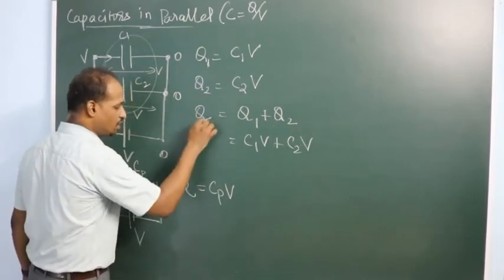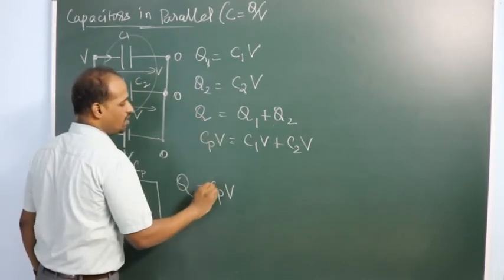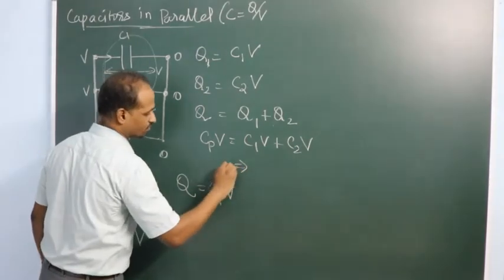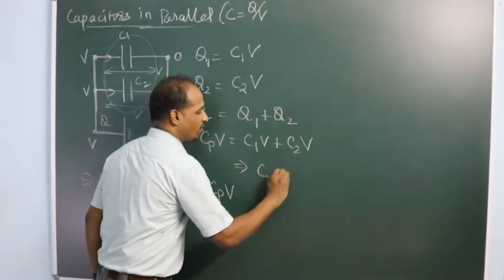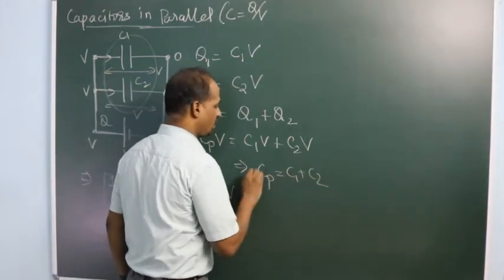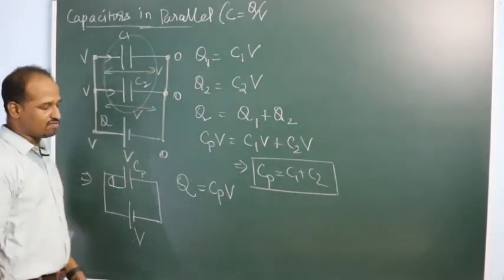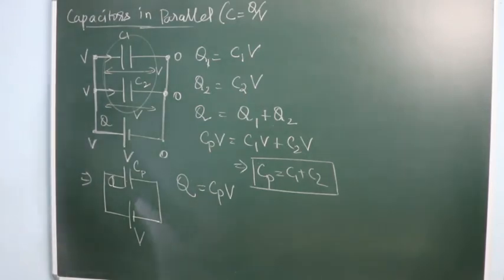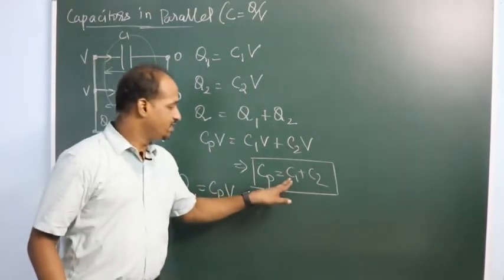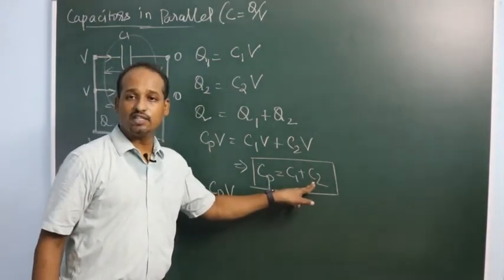If you substitute this Q here, CP into V, we will be getting what? CP will be equal to C1 plus C2. So the total capacitance, or the effective capacitance in parallel, will be what? The sum of the capacitors. If this is 10, this is 1, the total capacitance will be 11.